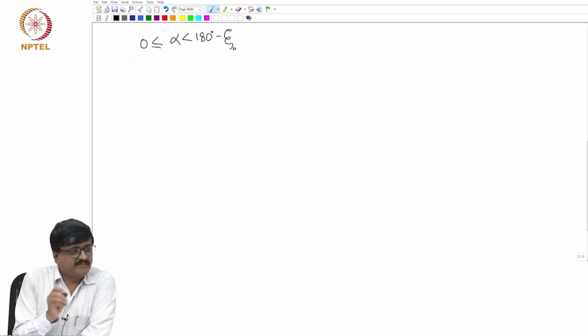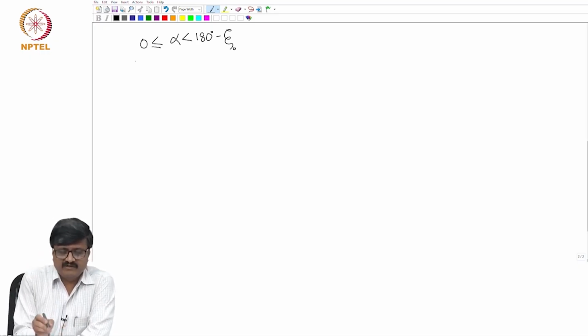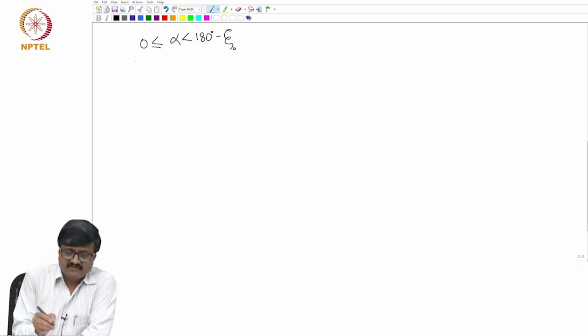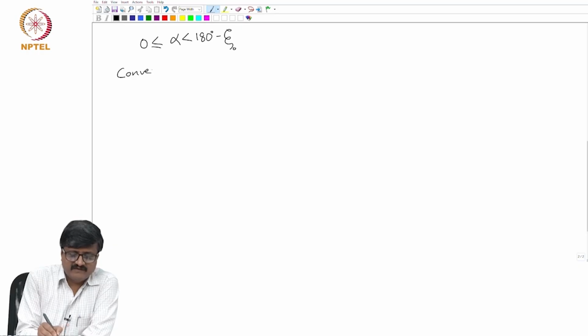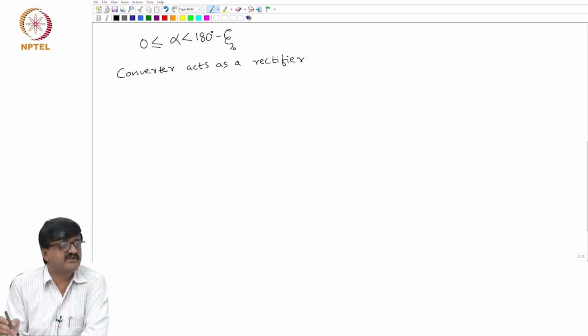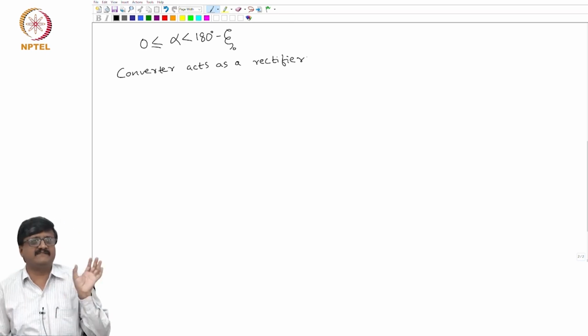So we saw that there is one more thing. Based on the sign of the average value of Vd, we could conclude that for some values of alpha, the converter acts as a rectifier. How could we conclude this? Based on the sign of the voltage. Which voltage? What is output? There is no output or input.